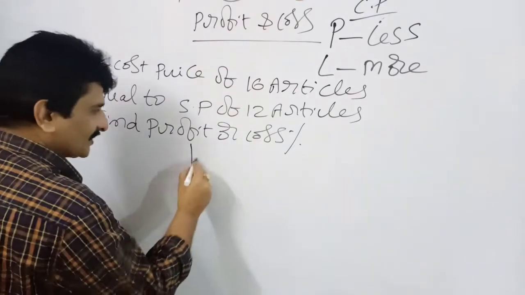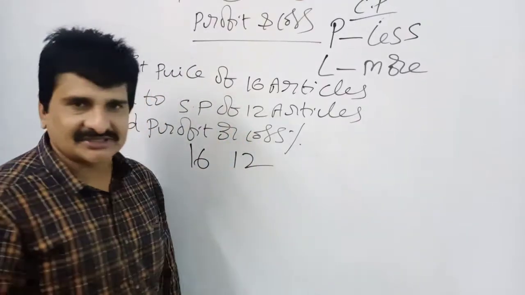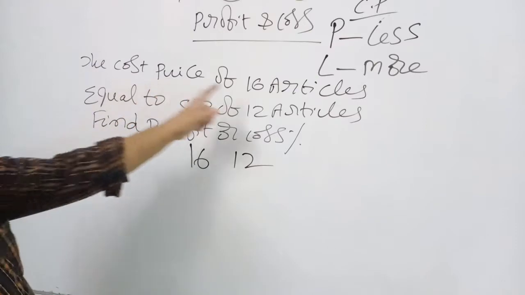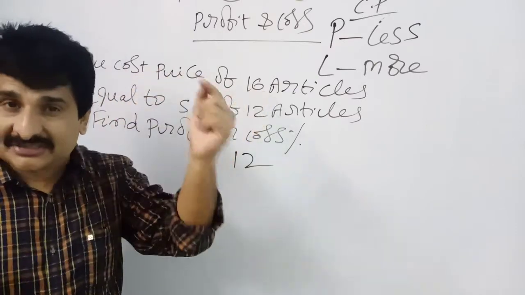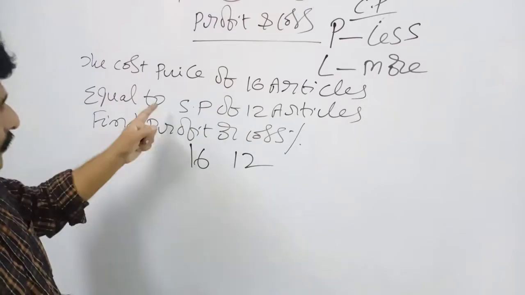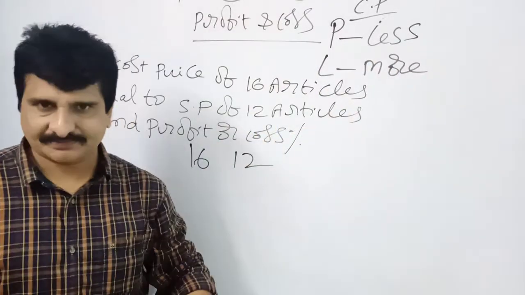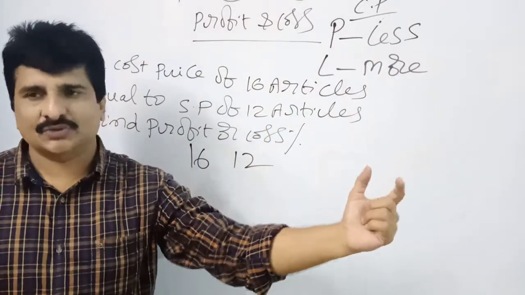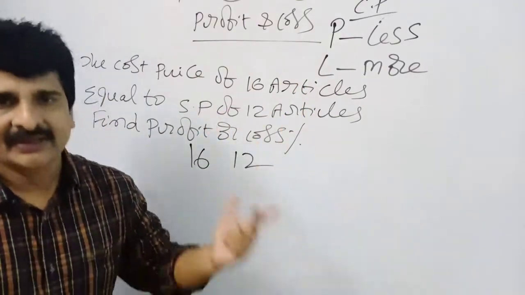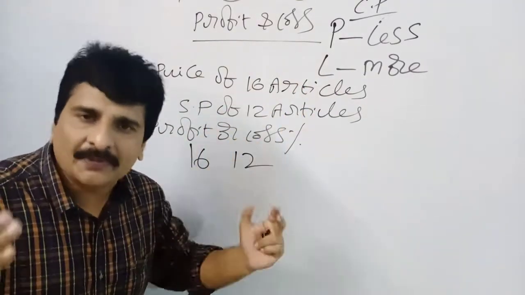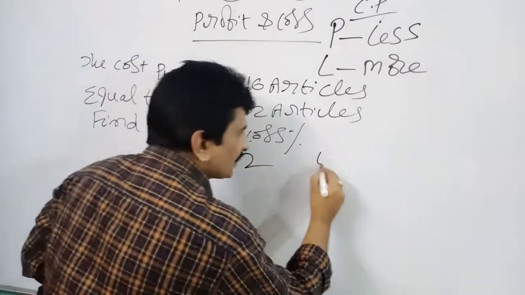You write whatever values were given in the question, 16 and 12. The meaning of it is, for whatever amount you purchase 16 articles, you are getting that amount only by selling 12 articles. By selling 12 articles only you are getting that amount. The remaining 4 articles will be profit. First you have to find whether you get the profit or loss. Here 4 will be the profit.